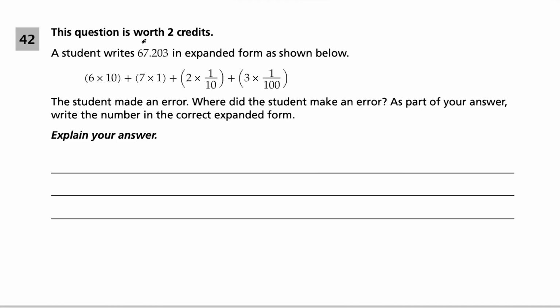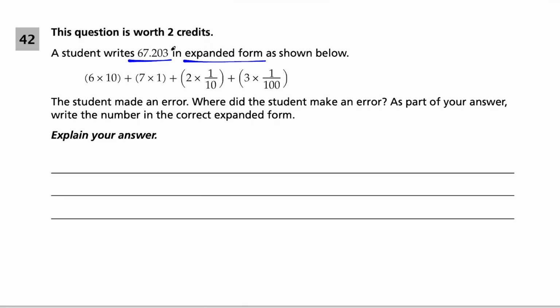Question 42, we have a student writes 67.203 in expanded form as shown below. And then we have the student made an error. So what we have written here is incorrect. And we want to know where did the student make an error. As part of our answer, we have to write the number in the correct expanded form.